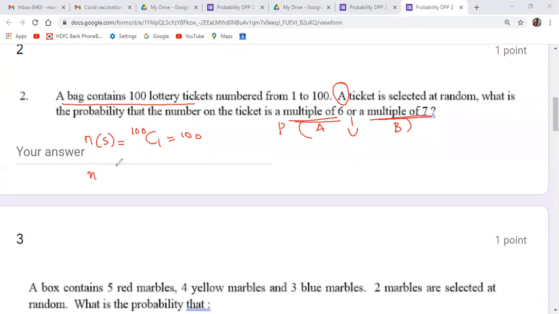Now how do you find how many multiples of 6 there are? You don't have to count 6, 12, etc. You just have to divide 100 by 6. How much do you get? 16 point something. So the integer part of this will be your answer, 16. I taught it before. So N of A is 16C1. Now please complete it yourself.